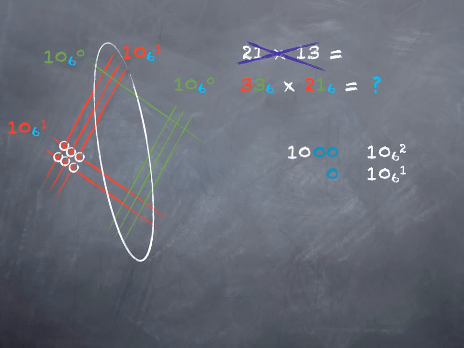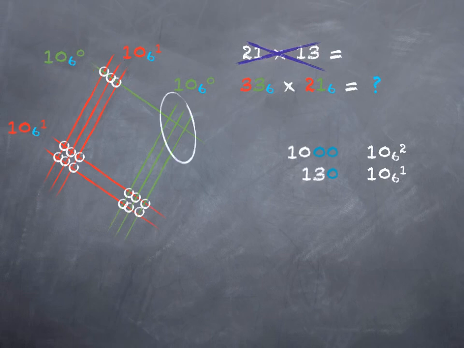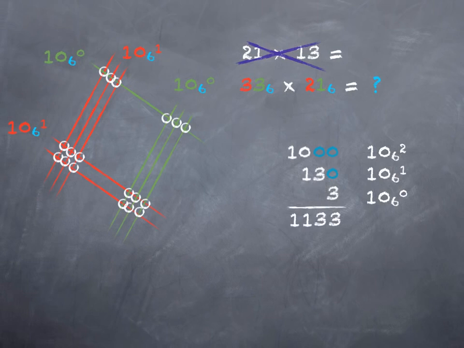And I count those again, remembering that I have to roll over at 5. So I have 1, 2, 3, 4, 5, 1 0, 1 1, 1 2, 1 3. So I have 1 3 groups of, let's say, 10s. My 1s I treat just like my 1s, and I have 3 of those. And when I add those up, you can see that I get 1,133, or really 1133 in base 6, which is true.